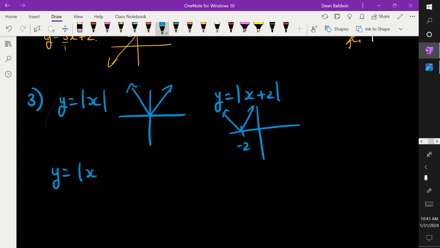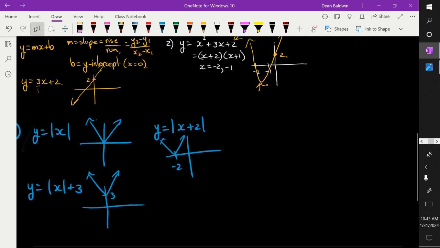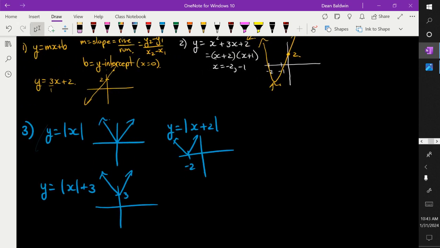If I did the absolute value of x plus 3, come on, plus 3. If it's outside of the absolute value, what does it do to the graph? It moves it up and down, right? 3, boom, boom. Okay, that's absolute value. I'm not going to worry about reciprocal. We're going to do stuff with that later on.